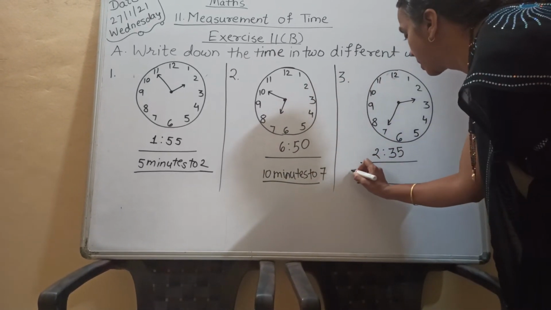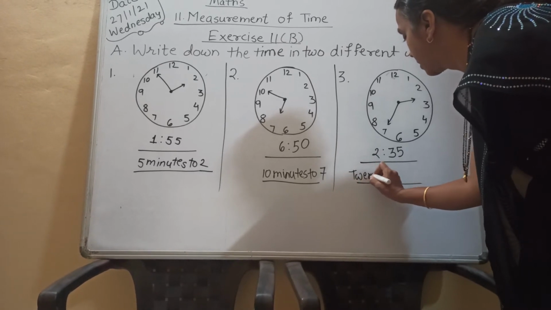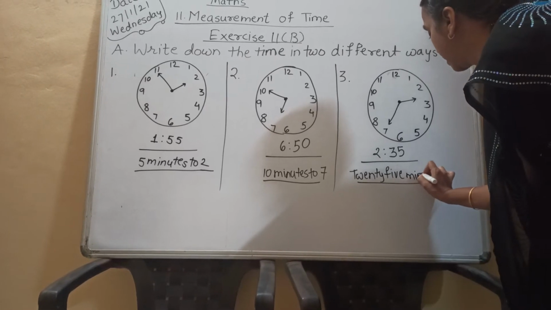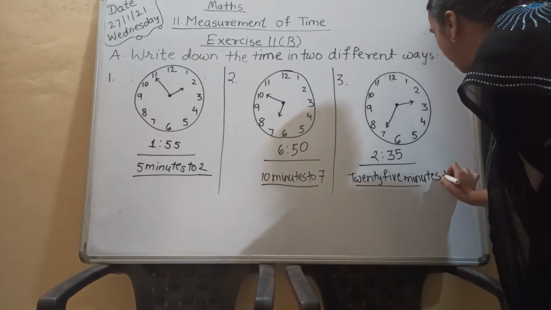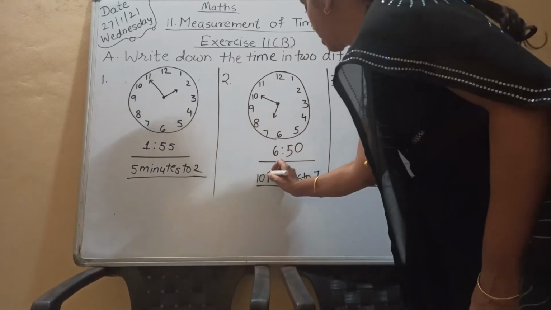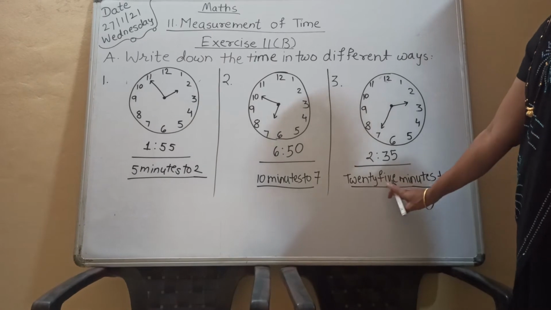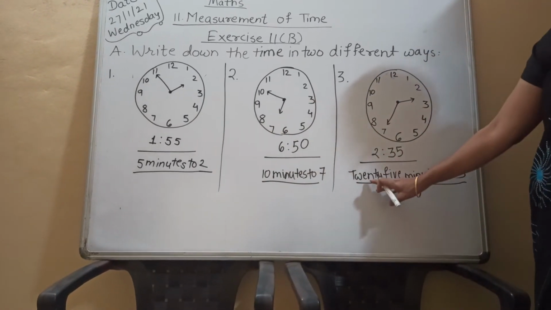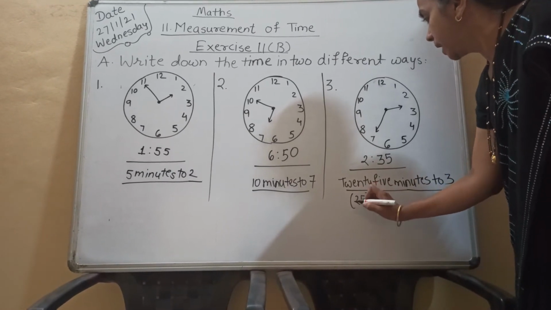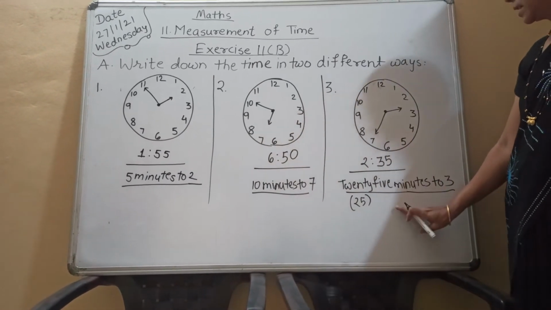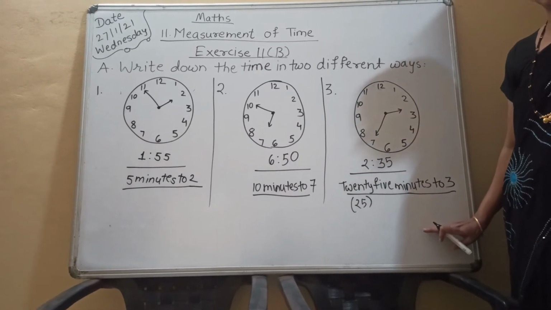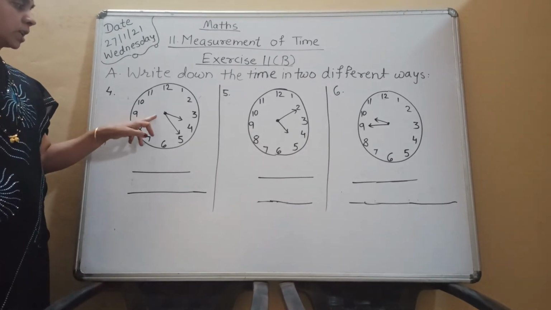So we can write here 25 minutes to 3. Here, if you want to write this spelling you can write, or if you want to write 25 you can write here 25 also, one and the same. So in this way you write down these answers in your textbook. Now see fourth example. What time is it?